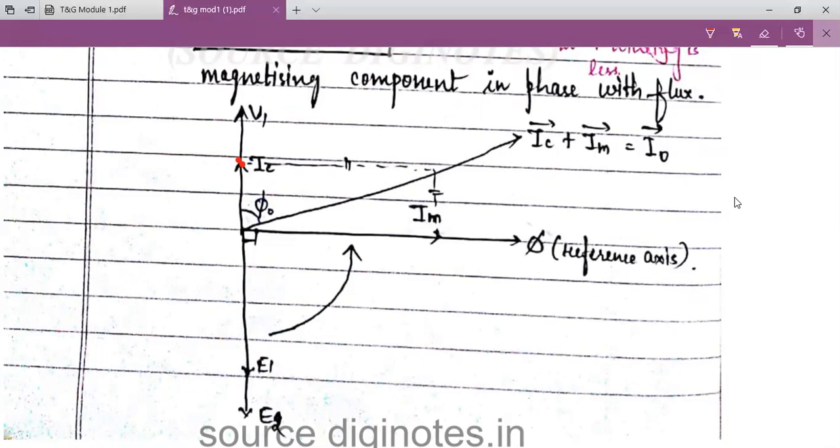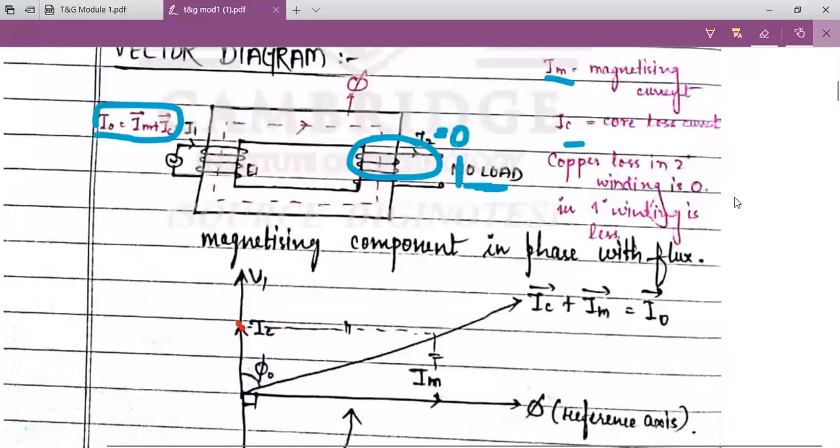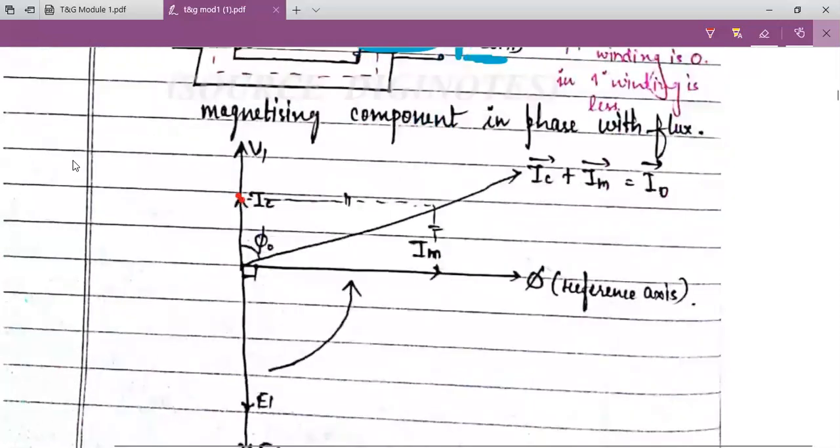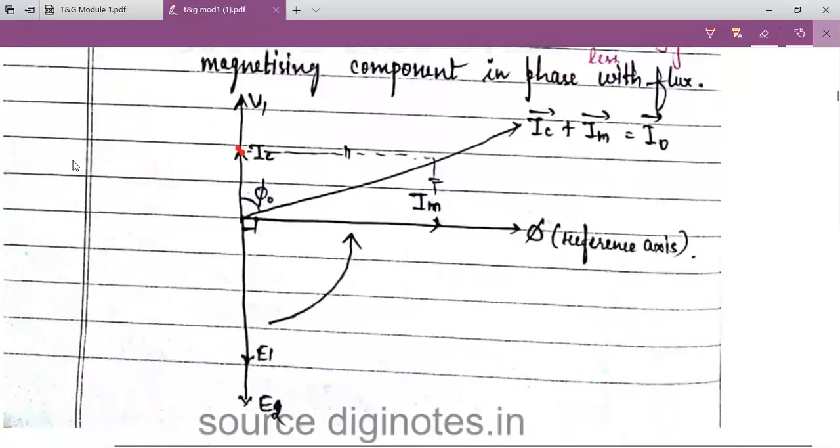You don't confuse with I1 and all. Here there is no I1 only. I1 is nothing but I naught here. In case of an ideal transformer, I1 equals IM, but this is a practical transformer, so here I naught is nothing but I1. I want to get the primary side current, which is I1. So what is I1 or I naught here? IC plus IM.